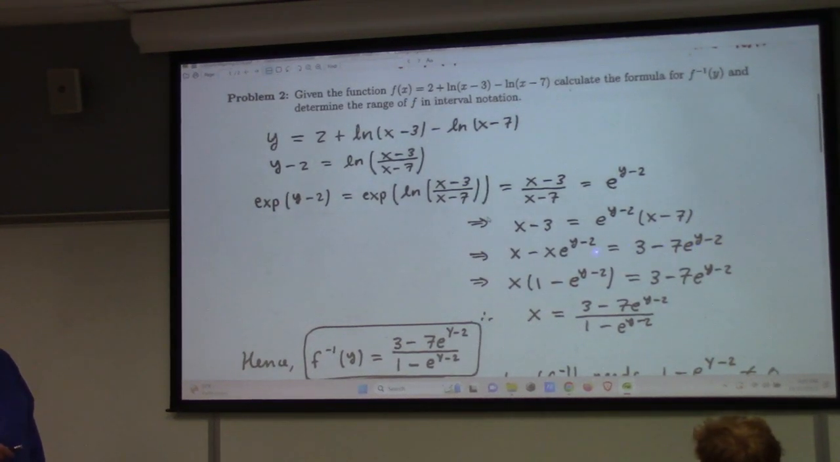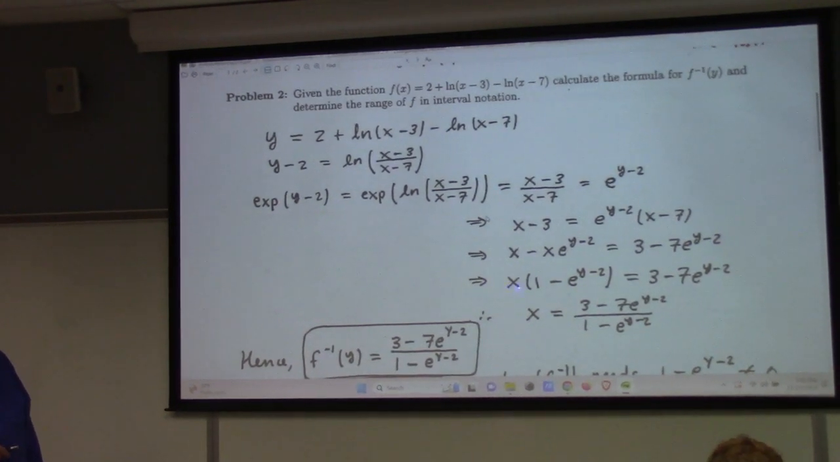All right. So once I get to that, I factor x out. That gives me this equation right here. And then finally, to solve for x, divide by the cofactor 1 minus e to the y minus 2, which gives me this formula. And of course, that is the formula for the inverse function as a function of y. So f inverse of y is (3 minus e to the y minus 2) divided by (1 minus e to the y minus 2). There it is.